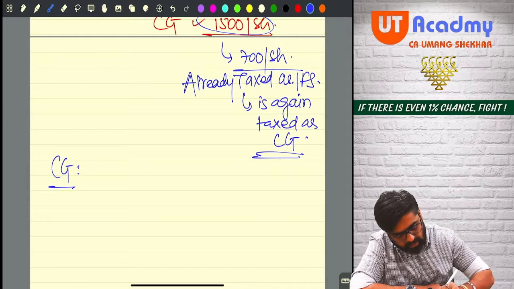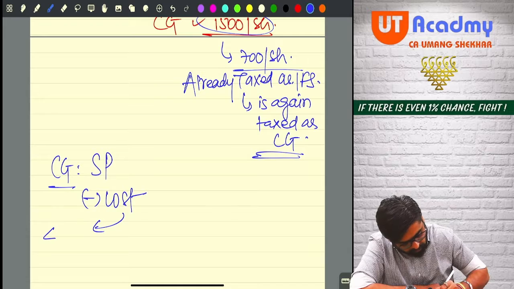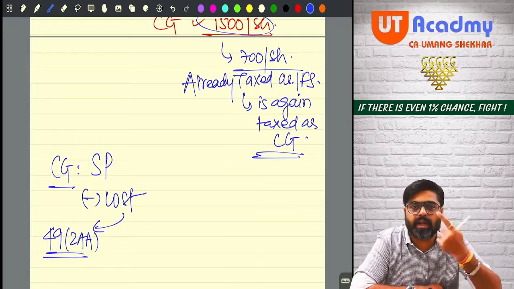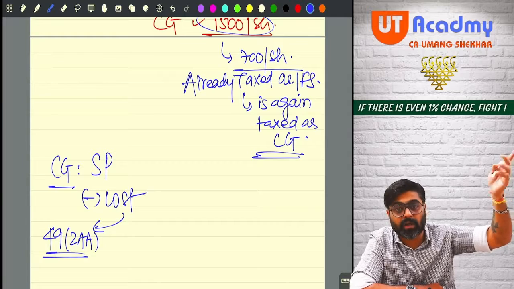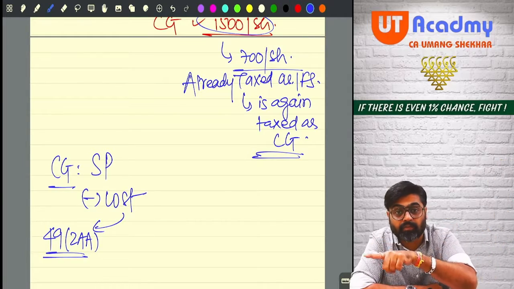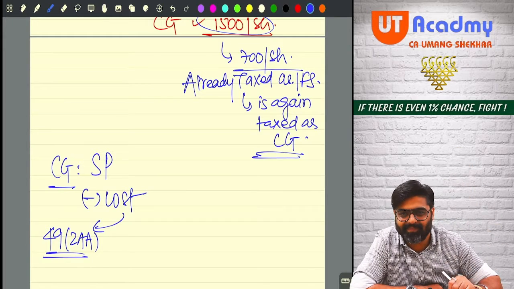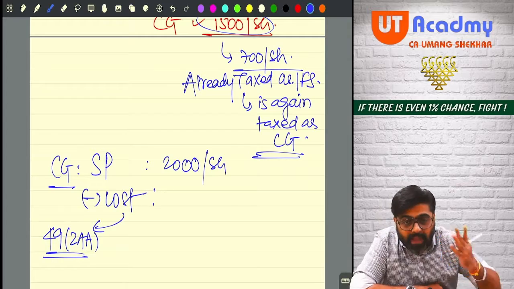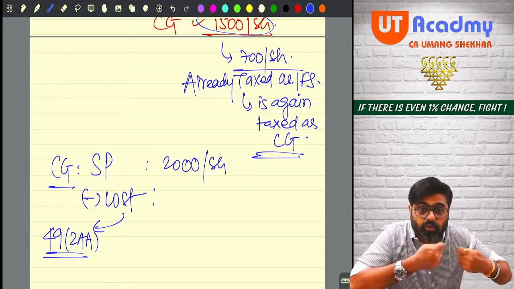Capital gain calculation will be done as sale price minus cost. So now as per 49(2)(a), the cost of these shares will not be the actual cost which you have paid. It will not be 500. As per 49(2)(a), the cost of these shares to calculate the capital gain in future will be its fair market value as on the date of exercise of option, which you considered to calculate the perquisite. So selling price was 2000 per share. Out of that, you are not supposed to reduce 500, the actual cost.